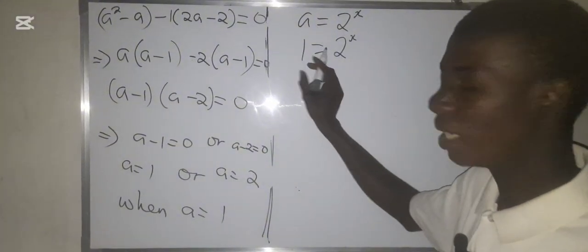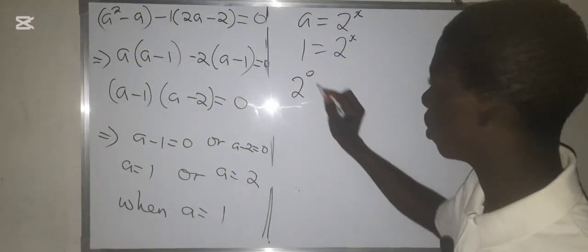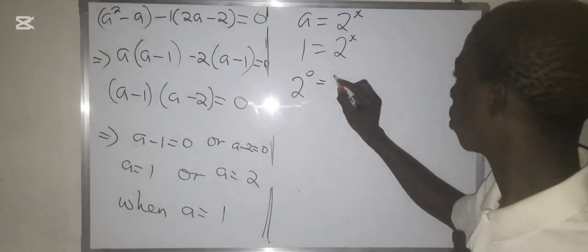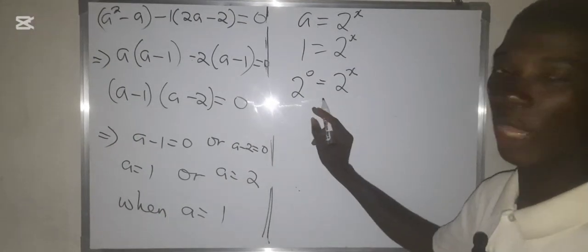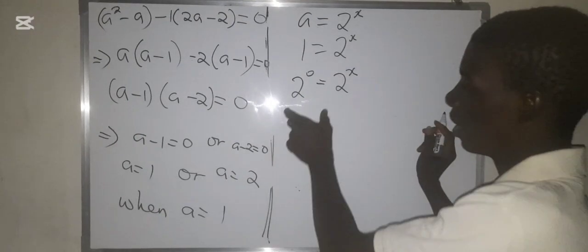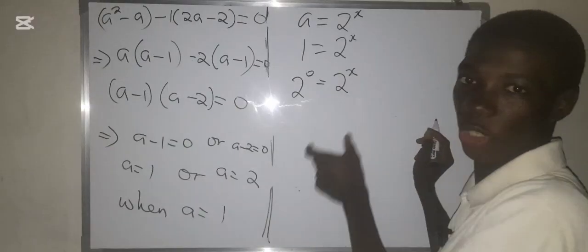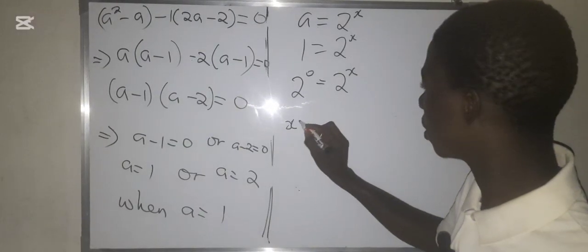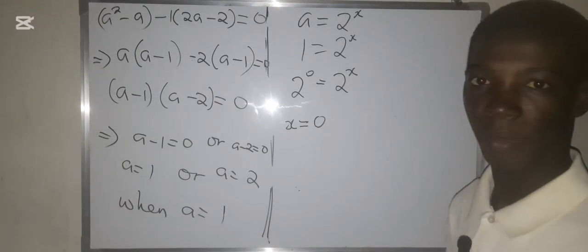But 1 is the same as 2 to the power of 0, which equals 2 to the power of x. So here we apply the law of indices. If the bases are the same, we equate their exponents. That is, our x equals 0.